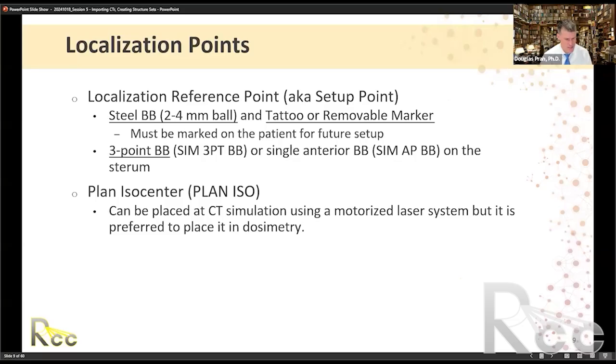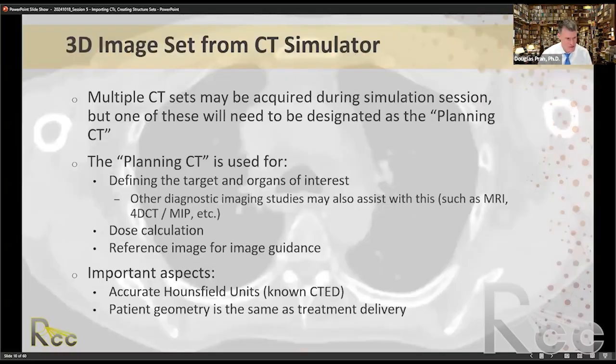In our clinic, we call those a 3-point BB or an AP BB. If we're treating breast or something where there's a lot of soft tissue in the area, we try to identify at least one BB, perhaps on the sternum, where we can reference to set up the patient in the future. The planning isocenter can be placed at CT sim if you have a motorized laser system, but in our clinic, it's pretty rare that we place it at sim. We usually do that in dosimetry, and we just place those reference points on.